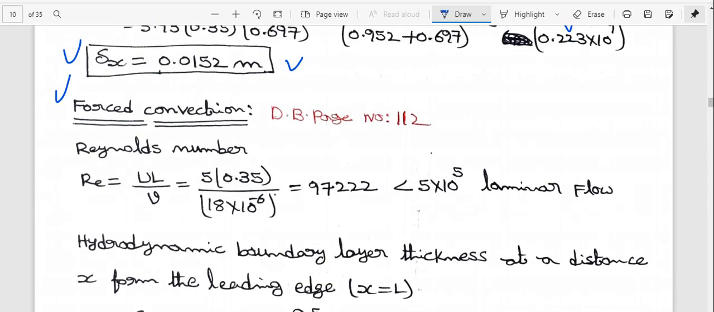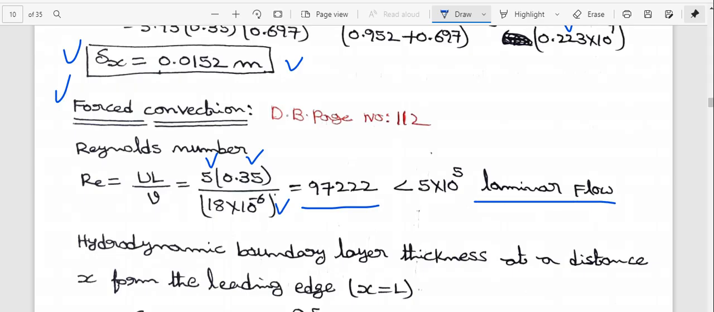In our question we need to calculate boundary layer thickness in free convection as well as forced convection. In forced convection we need to calculate the Reynolds number. The Reynolds number is UL by nu. The U value, velocity, is already mentioned in the question, 5 meters per second. We substitute the U value, the length of the glass plate 0.35, and the nu value from dry air properties at 52 degrees, 18 into 10 power minus 6. After substituting these three values, this is the Reynolds number value. It is less than 5 into 10 power 5, so this flow is also laminar flow.